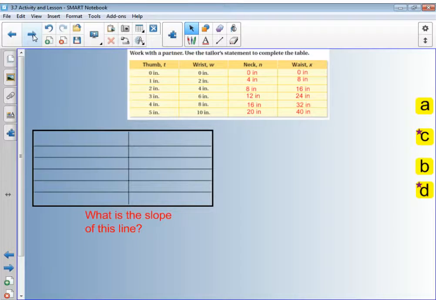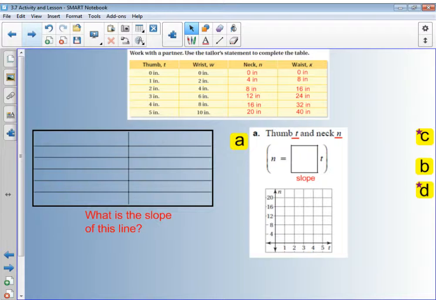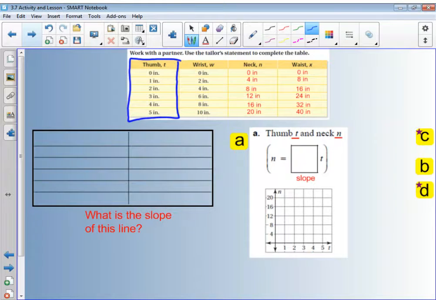We're going to pull other information. So letter A, they want us to work with the thumb and the neck, so the T and the N. So I'm going to go ahead and mark those. We're going to be using this column and this column. And for now, you can go ahead and use my information that's on the screen. Otherwise, you can flip back and forth between your two pages, 79 and 80.